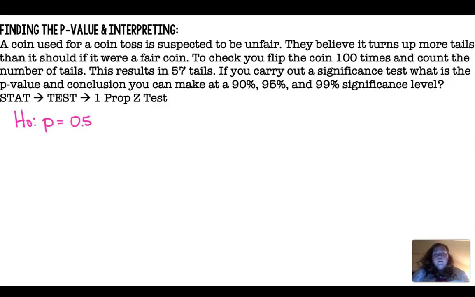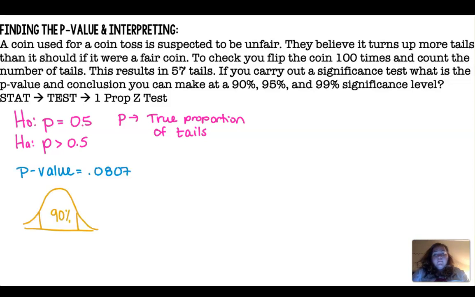The first thing I need to do is identify what my null and alternative hypotheses would be. My null hypothesis would be that p is equal to 0.5, the proportion of tails. And the alternative is that it's greater than 0.5 because we believe it's unfair. I can see that I got 57 out of 100 instead of 50 out of 100. p is representing the true proportion of tails that are flipped when I flip the coin.